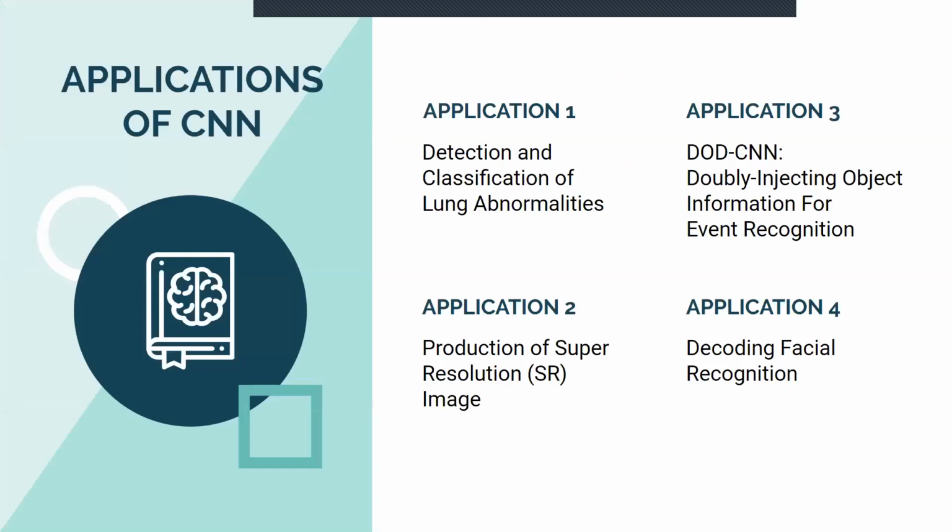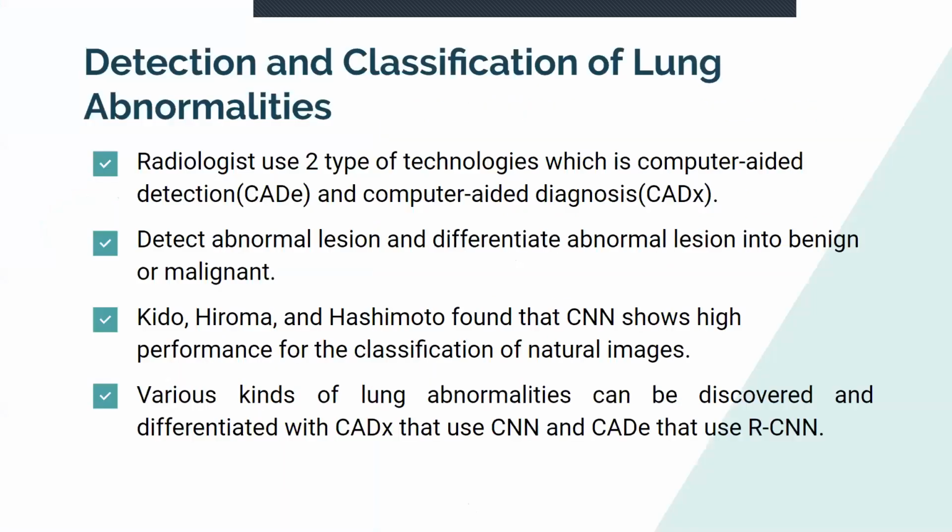Okay. Now let's look into the application of CNN. For this, we have chosen 4 examples of application of CNN. First is detection and classification of lung abnormalities. Second, production of super resolution image. Third is doubly injecting object information for event recognition. And lastly is decoding facial recognition. Next.